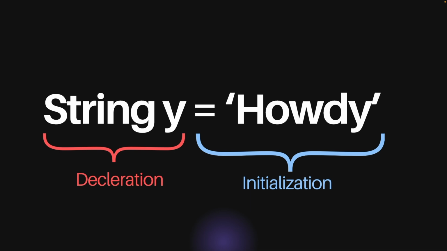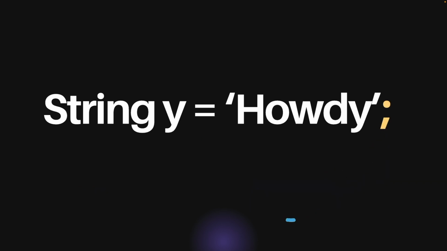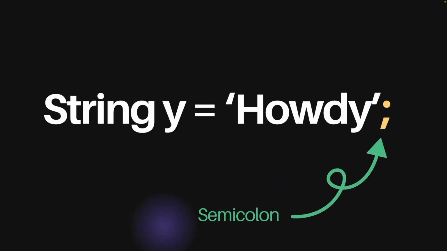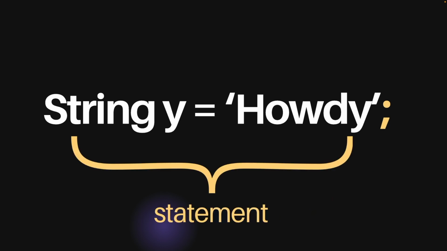But the syntax is not complete. I forgot one thing, the semicolon. The semicolon is a delimiter. It signifies the end of a statement. It's what allows us to write multiple lines of code, one after another. It behaves just the same as a period or some other punctuation mark does in a written language. Once we have the semicolon in place, all the way from the data type to the semicolon, the whole thing comes together as a statement.